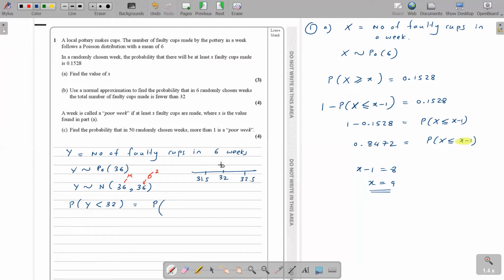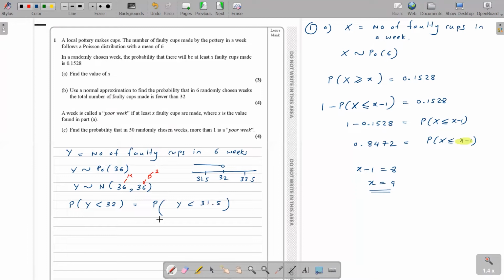Which one should I choose for y less than 32? Should I go with y less than 31.5 or less than 32.5? If you go 32.5, you're going to pass through 32 because we don't have less than or equal to 32. It's not supposed to be equal. So less than 32.5 would go through 32, and I don't want that. We are not supposed to have 32 included. Therefore, we write here y is less than 31.5. And now we have done the continuity correction.